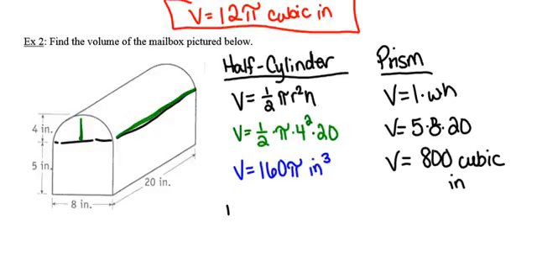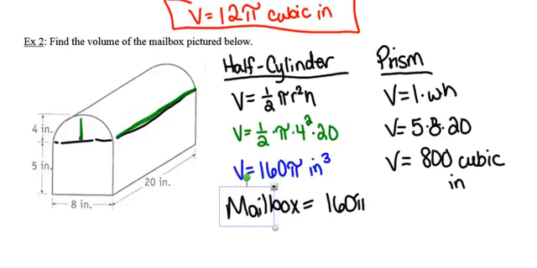Now my mailbox is going to be a combination of the two. So I'm going to take the volume of the half cylinder, which is 160 pi, and add to that the volume of the prism, 800. Notice that the cylinder has a pi attached to it. The prism does not. They are not like terms and cannot be combined. So in simplest form, our answer is very simply 160 pi plus 800 cubic inches.